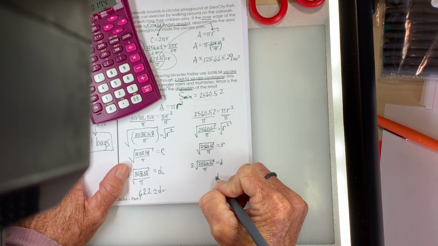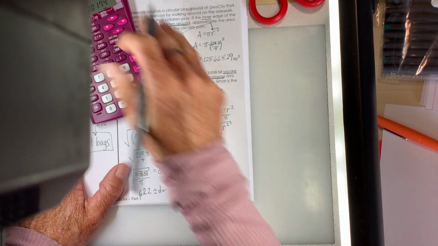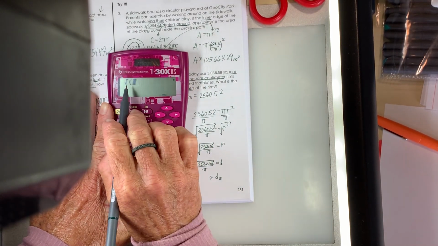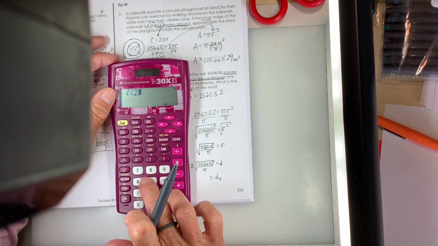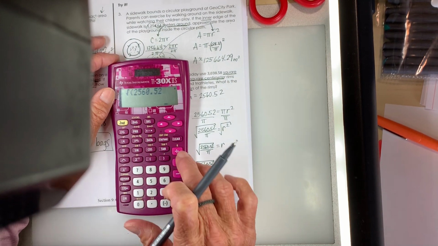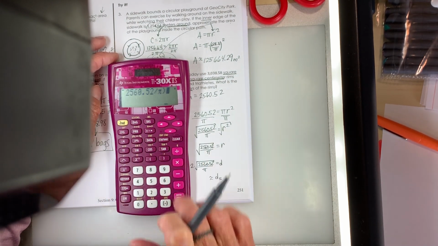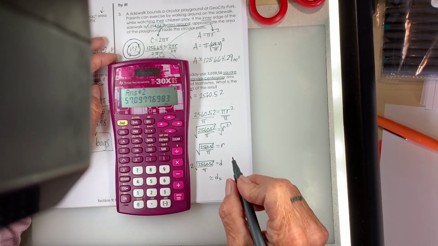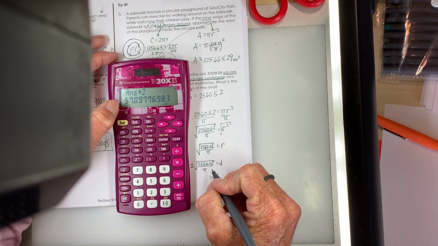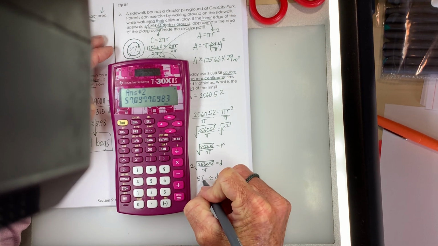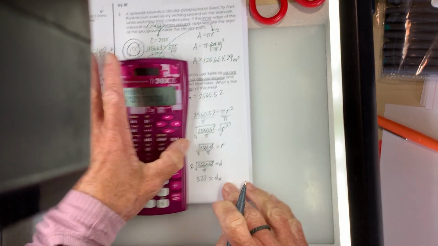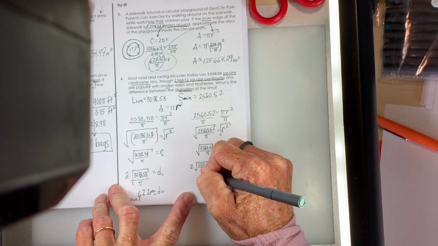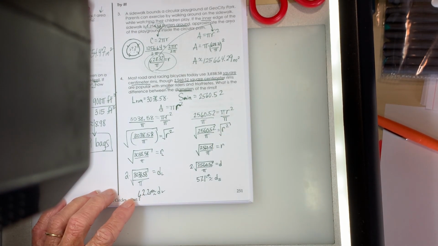Okay, so the diameter of the small rim is roughly, so again, I'm going to take the square root of, open my parentheses, 2,560.52 divided by pi. I'm going to close that off. I hit equals and then times 2. And I end up with, to the nearest hundredths, about 57.1. And these are going to be centimeters, okay, because our area was given to us in square centimeters.